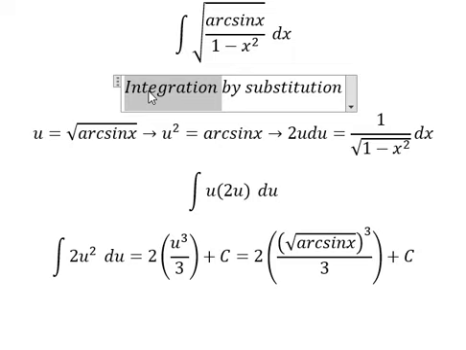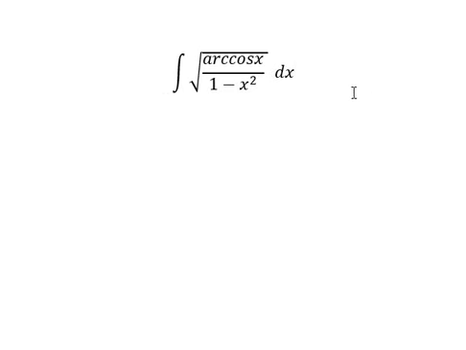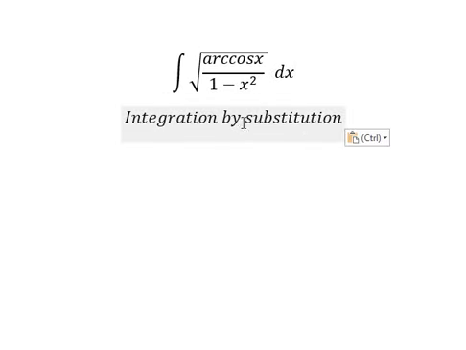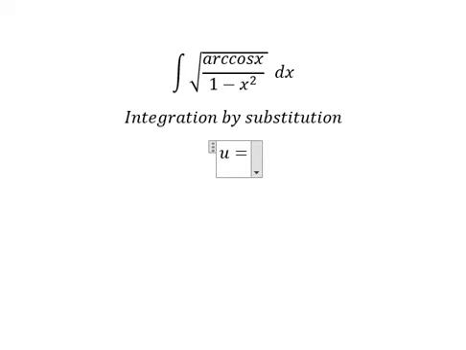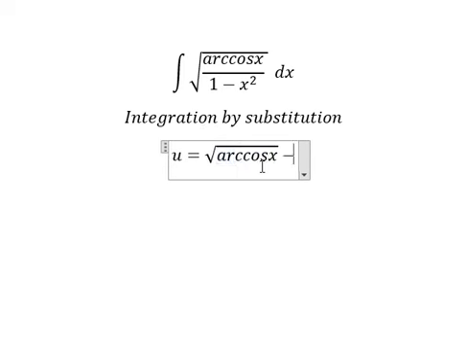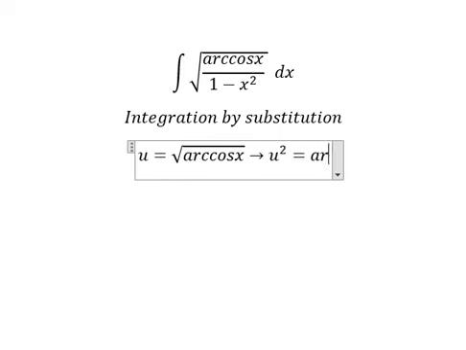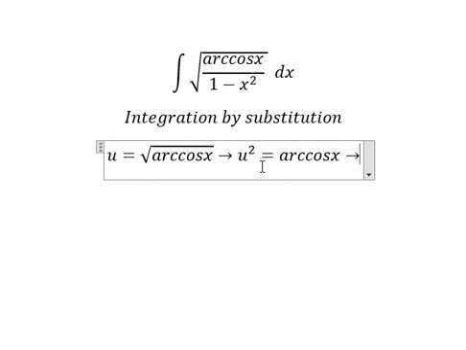Now let's go to the next one. We can use integration by substitution. So we put u equals the square root of arccos x. Later, we put the power of 2 on both sides to cancel the square root.